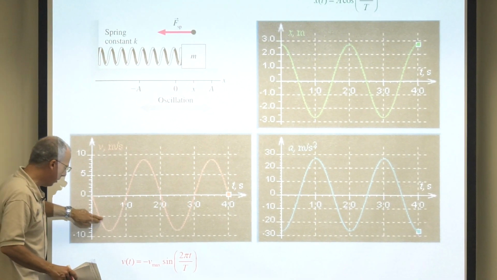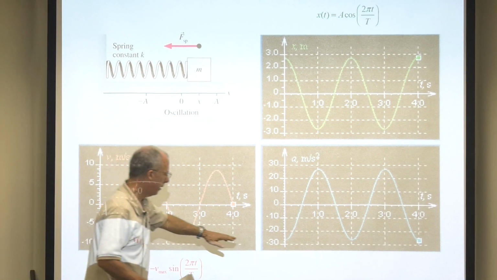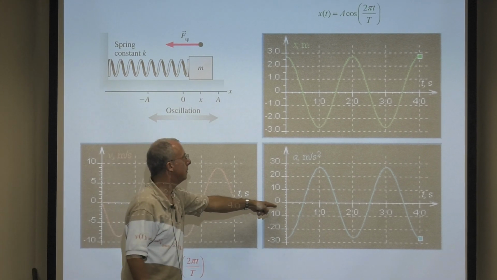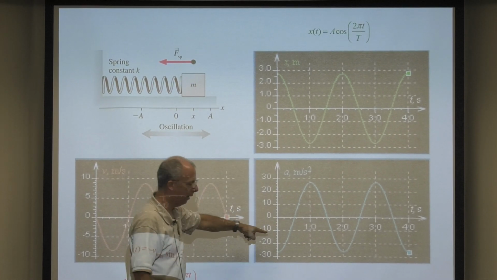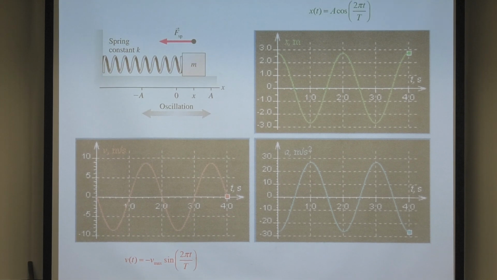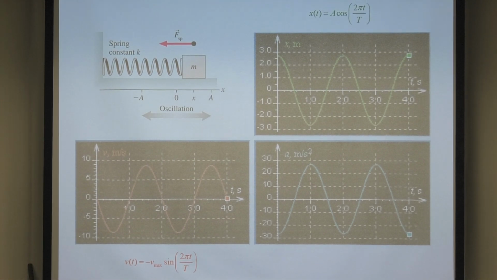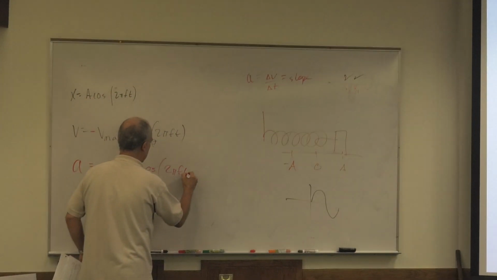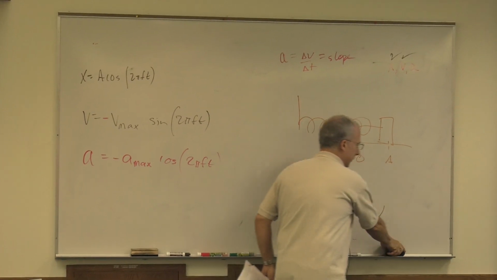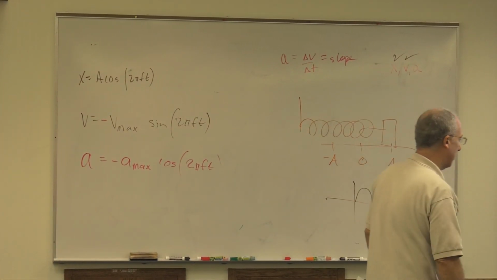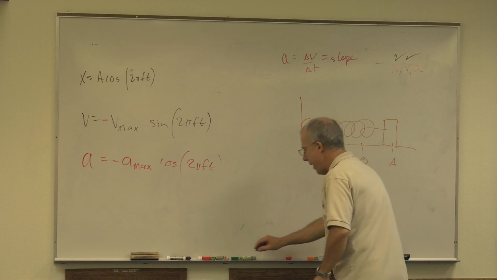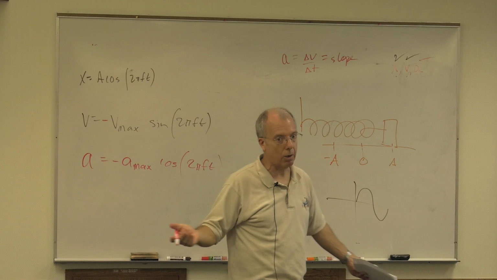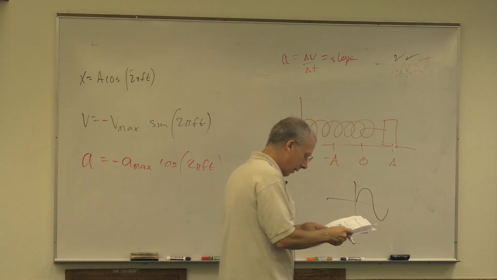Okay, so there's your a graph. We start out with negative slope, then positive slope. The acceleration is negative, then positive. What's that? Well, that's cosine, just negative cosine. So a is negative a max times cosine 2 pi ft. Okay, so there you go. We got our x, our v, and our a. That's awesome. That's all you need to know for kinematics.